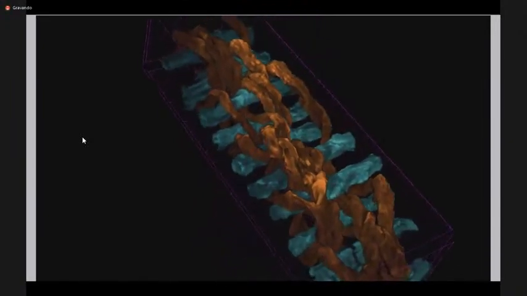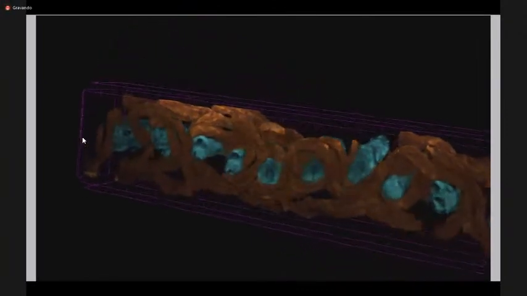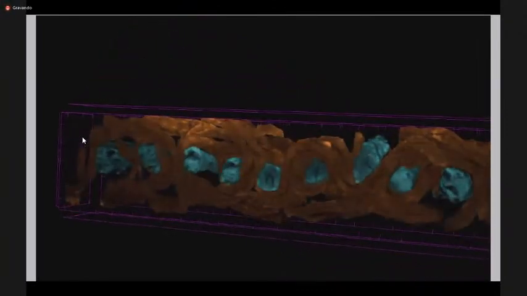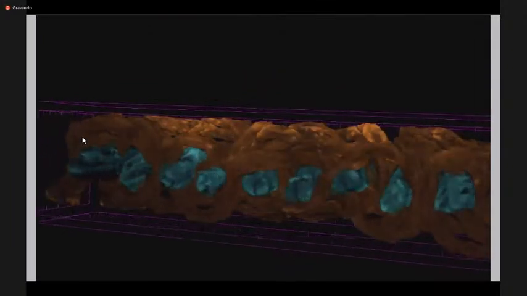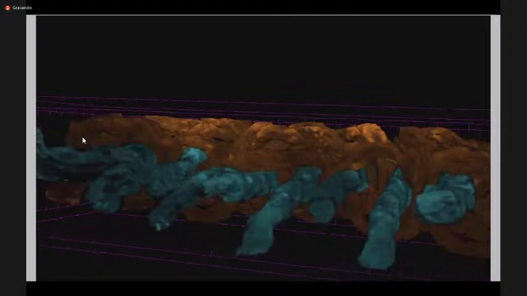I personally am always amazed about these pictures every time I see them. How nicely these work.